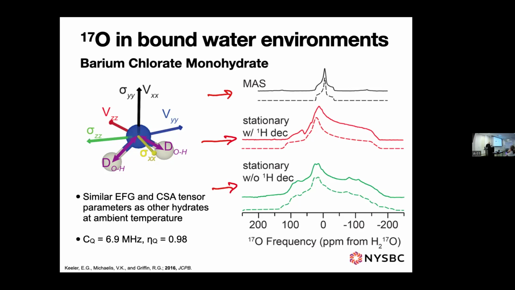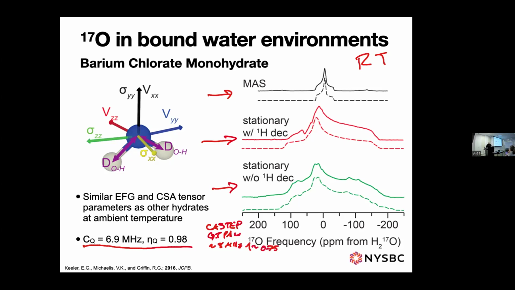You can see in this case, we only have one water. Everything's pretty good. The CQ and eta Q are pretty much right on line with what we've had with all of our found water so far. So everything's looking good here. Obviously, this is at room temperature. But while the shape is good, I didn't write it down here, but I believe the CASTEP GIPAW had something on the order of approximately 8 megahertz with an eta.